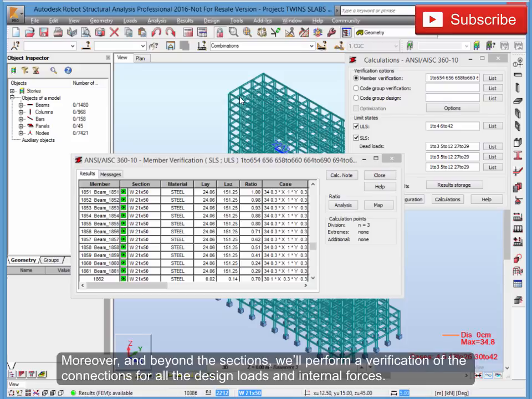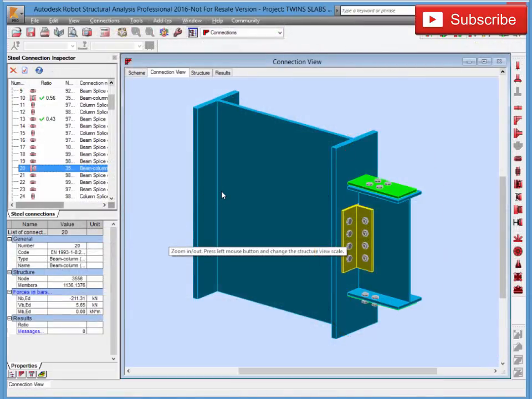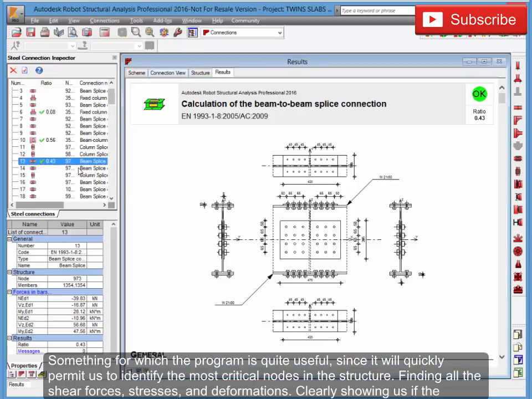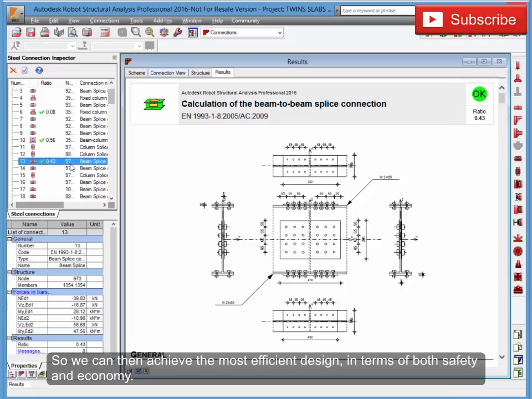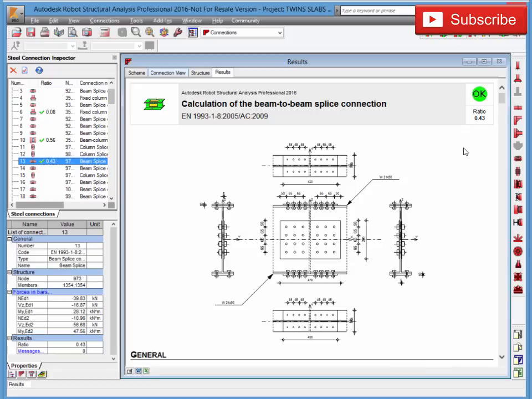Moreover, and beyond the sections, we'll perform a verification of the connections for all the design loads and internal forces. Something for which the program is quite useful, since it will quickly permit us to identify the most critical nodes in the structure, finding all the shear forces, stresses, and deformations, clearly showing us if the connection is valid or not. So we can then achieve the most efficient design, in terms of both safety and economy. And of course, according to the ruling design code.